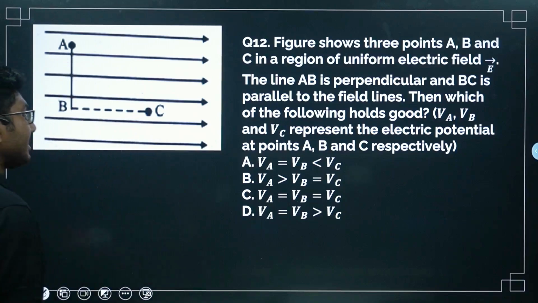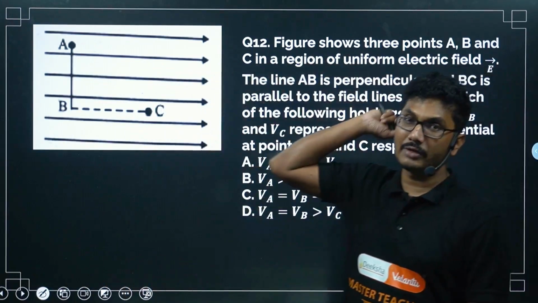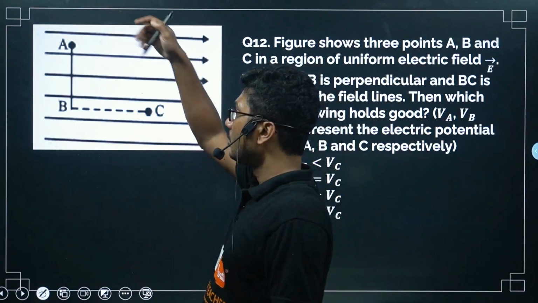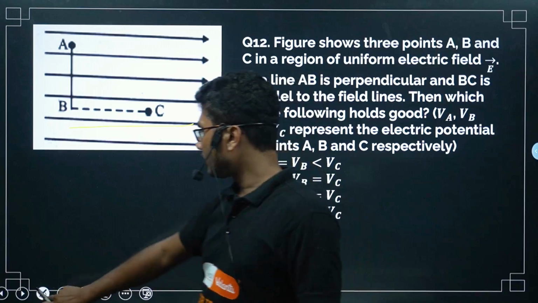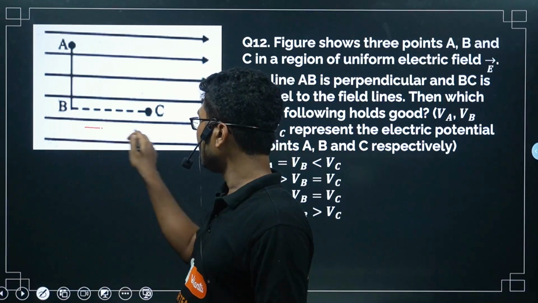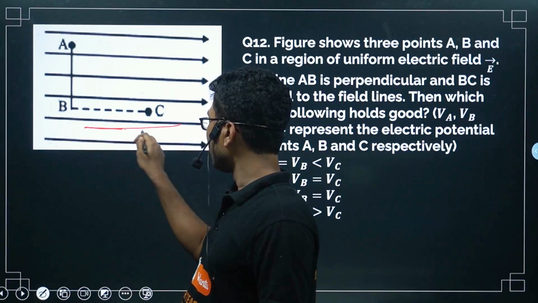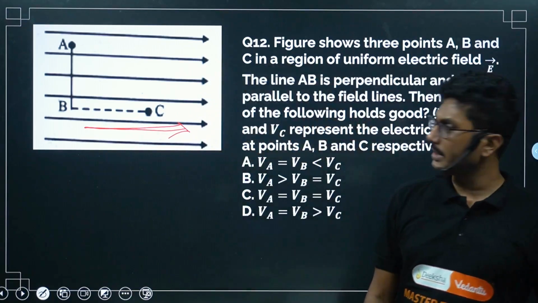VA, VB and VC represent the electric potential at points A, B and C. Now, this is a uniform electric field but not a constant electric field. In the case of a uniform electric field, as we move in the direction of the electric field, the value of the electric field decreases. If the electric field decreases, potential also decreases.